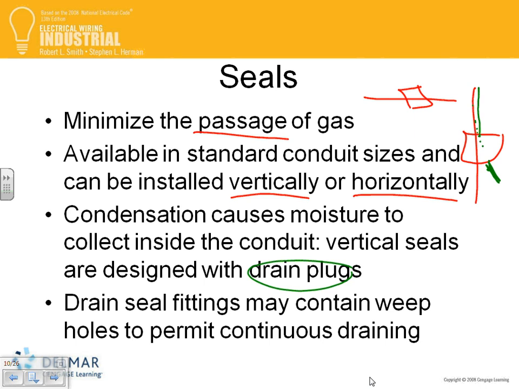So the weep holes and drainage permit continuous draining. Basically, if you're going up and you block the conduit, then there will be water condensed here. You know what the seal is? They block it. If the water is contained here, they'll have a seal that allows the water to either weep out, or you can open it and drain the conduits. So, seal. Every time you go from one location to another, you have to seal.